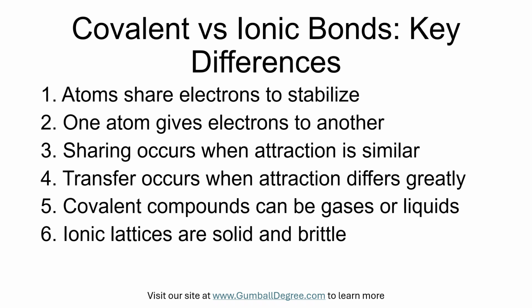Covalent bonds usually occur between atoms that are similar in how strongly they pull on electrons, so sharing is fair, while ionic bonds happen when one atom pulls much harder and takes the electron instead. Covalent compounds often make molecules that can be gases or liquids and do not conduct electricity when solid, whereas ionic compounds form a lattice that is solid and brittle and conducts electricity when melted or dissolved.